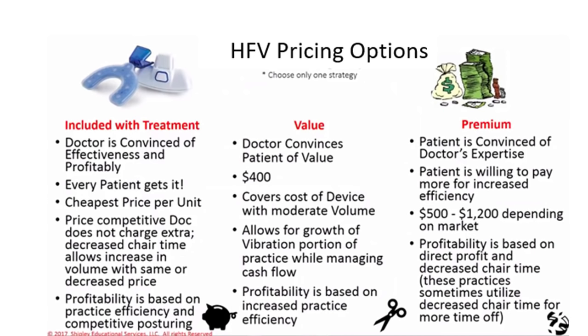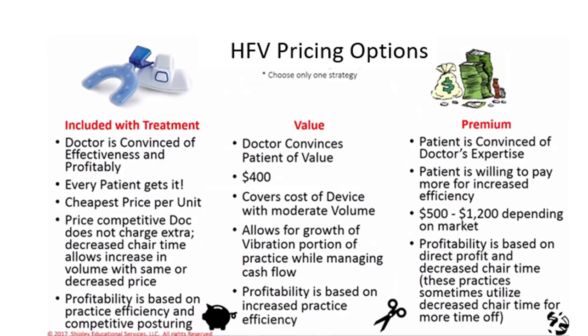And so for this, I charge $400, and this covers the cost of the device with a moderate volume, so you don't have anything out of pocket. And this is a great strategy when you're first starting with the V Pro 5 to really get ramped up, because you don't have to have a whole lot of outlay up front and a whole lot of cash flow out front, and you can work to a higher and higher volume. So it allows for growth of the vibration portion while managing cash flow. In this case, profitability is based on increased practice efficiency. That's what we're banking on.